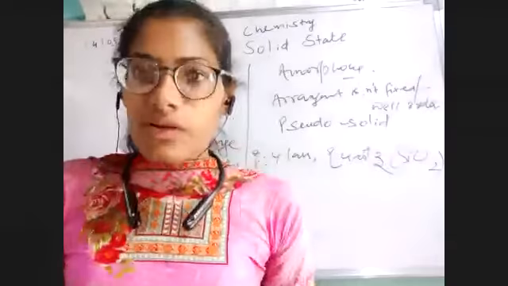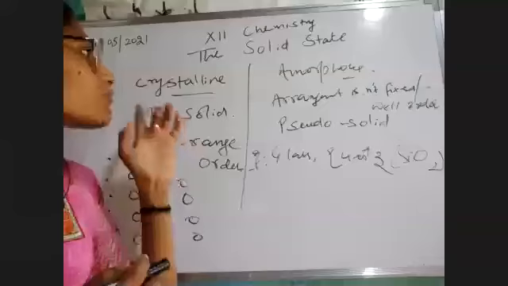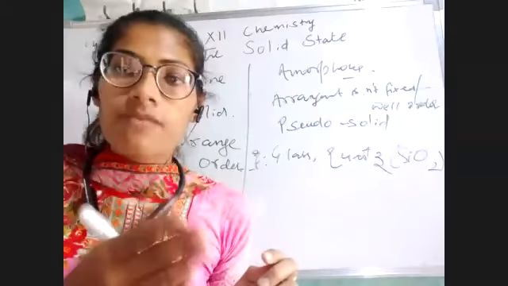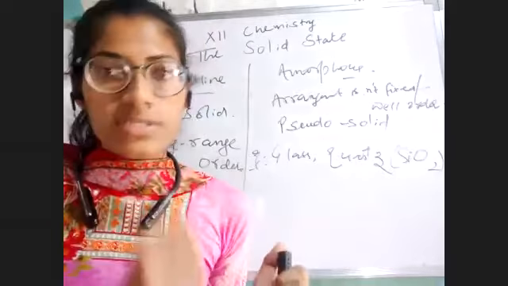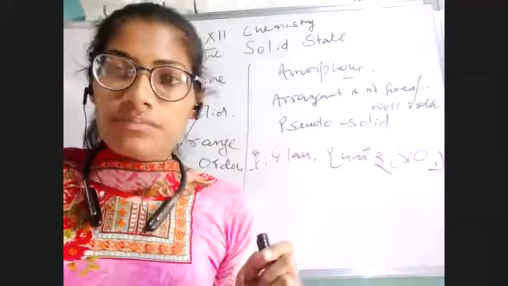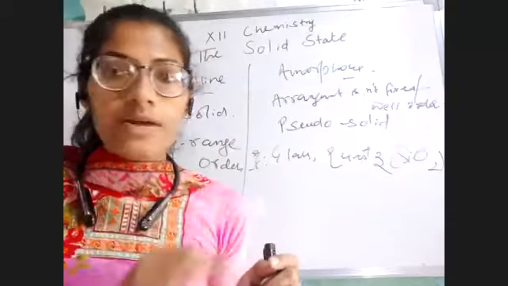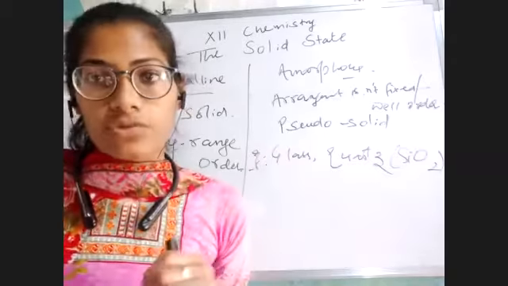If I want to illustrate these two topics further, if I cut crystalline solids with a knife, you will get a plain, smooth surface. But if I cut an amorphous solid with a knife or something, what would happen? The surface would be irregular. The surface would be rough. It would not be smooth. So that's why these are amorphous solids.